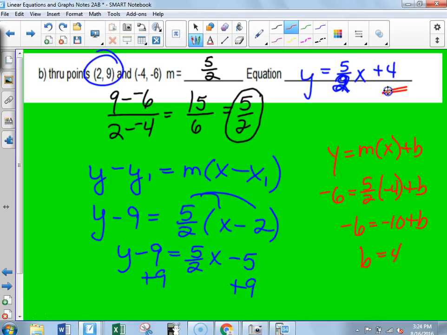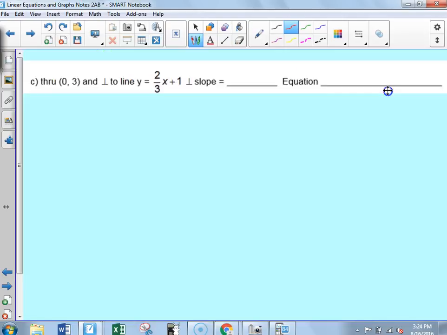Okay. So lots of ways to try these. Let's try one that is perpendicular. This is a cheater question. I love cheating on this question. Because perpendicular slope is going to be what to 2/3? Negative 3 halves. Anybody know why I'm calling this a cheater question? Like, you can be done right now.